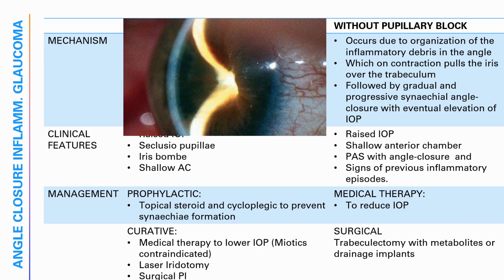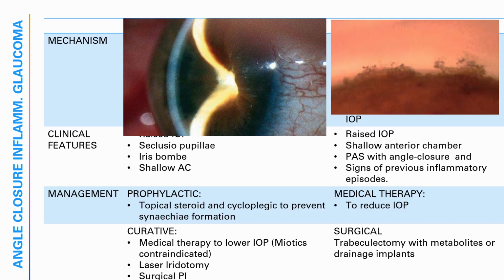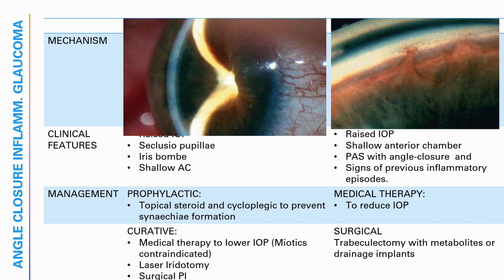The clinical features are raised IOP, shallow anterior chamber, peripheral anterior synechiae, and there might be inflammatory debris deposited, which we can see on gonioscopy. Medical therapy is to reduce the IOP, and surgical is trabeculectomy with antimetabolites or drainage implants.